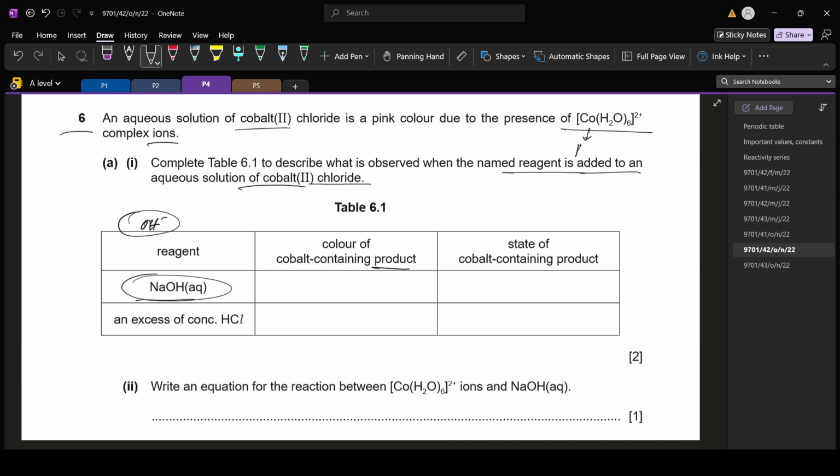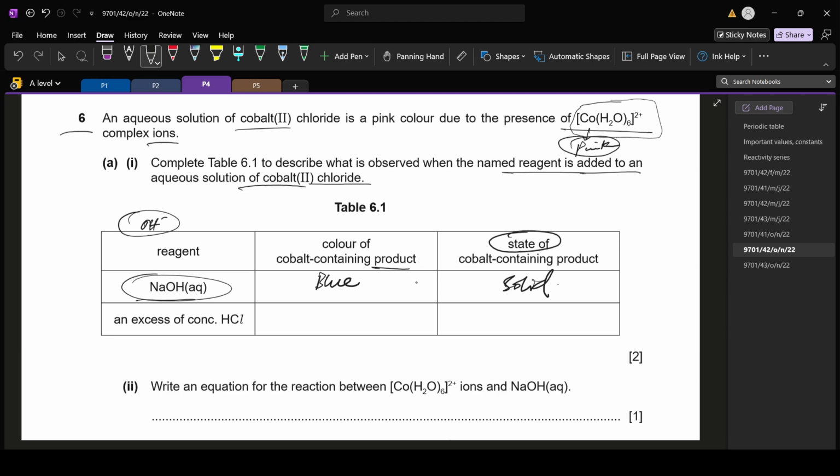This complex of cobalt has a color of pink. You have to remember these colors. There is no other way to explain this. You just have to remember the colors of these complexes. In your syllabus, you are required to remember the colors of complexes of cobalt and complexes of copper. So this complex of cobalt is pink, and when it reacts with NaOH, it forms a complex which is blue, which forms a blue precipitate. So its state will be solid.